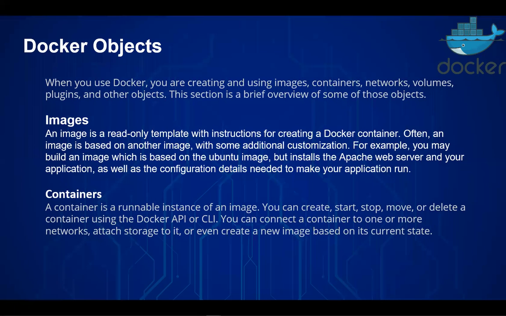Each instruction in the Dockerfile creates a layer in the image. And when you change the Dockerfile and rebuild the image, only those layers which have changed are rebuilt. So this is part of what makes images so lightweight, small, and fast when compared to other virtualization technologies.